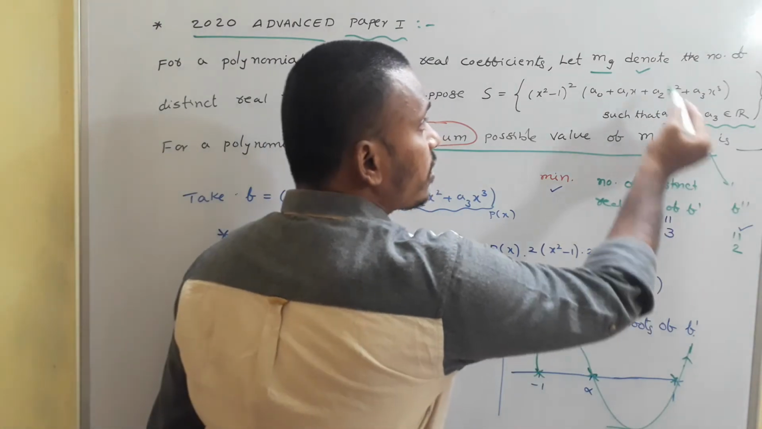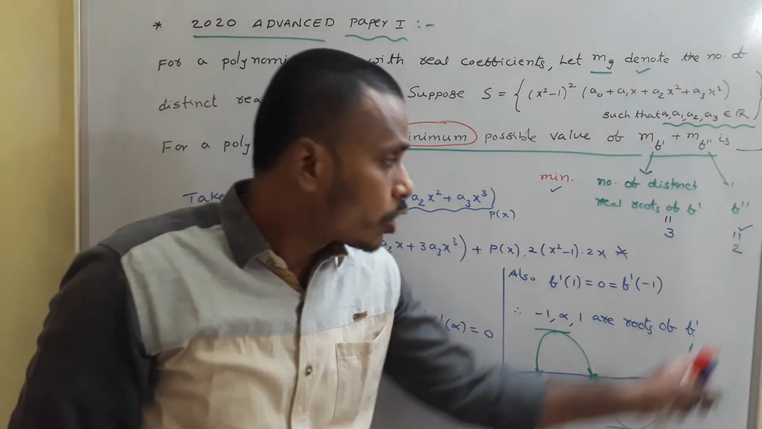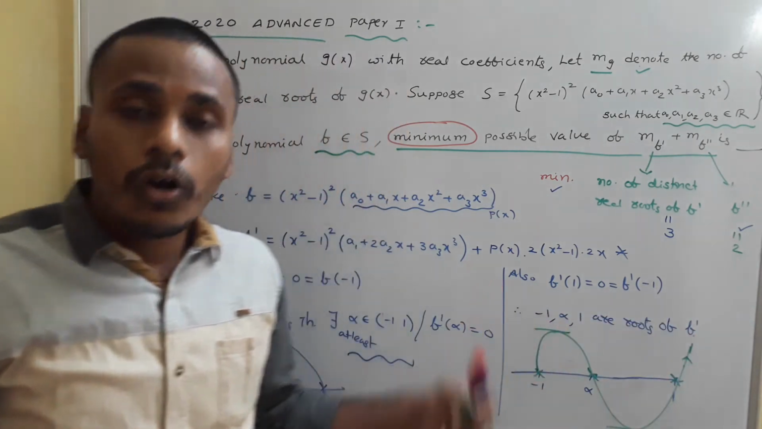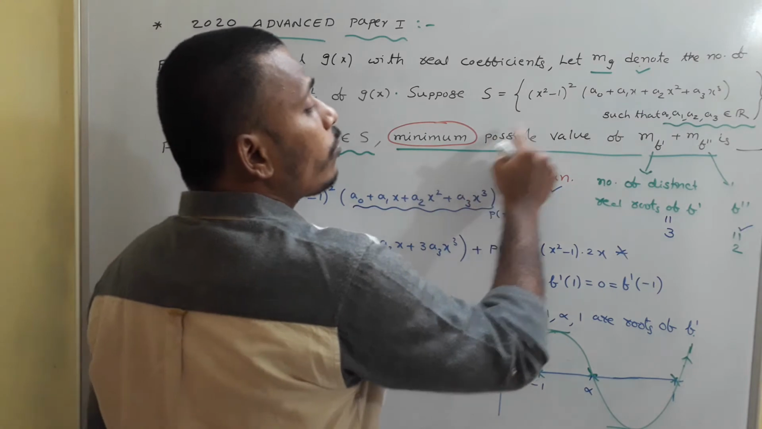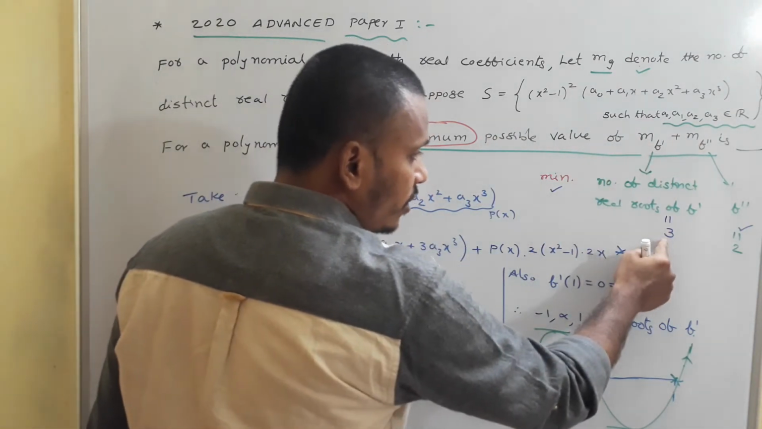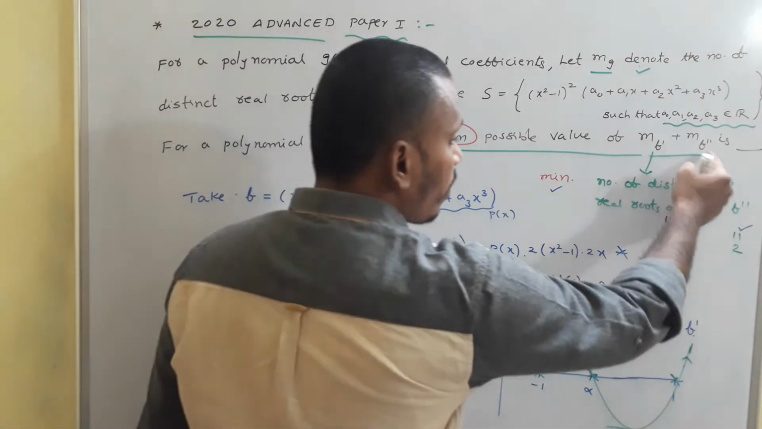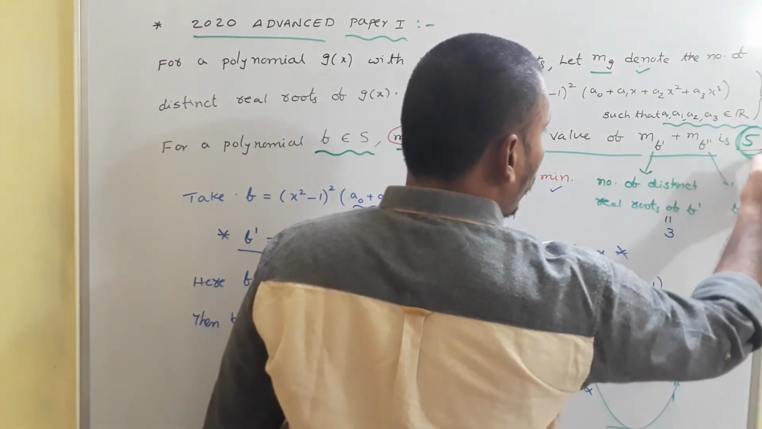So m f double dash, in the sense of distinct real roots, that is true. Our question: we need to find the minimum possible value of m f dash plus m f double dash, for which f dash has 3 distinct real roots minimum, and here the minimum number of distinct real roots of f double dash is 2. At the end, our answer for the problem is 5.